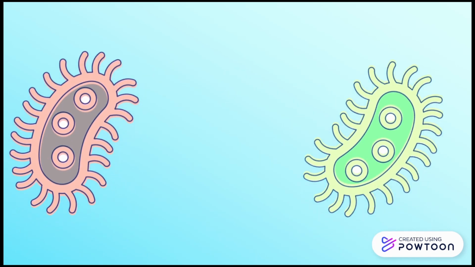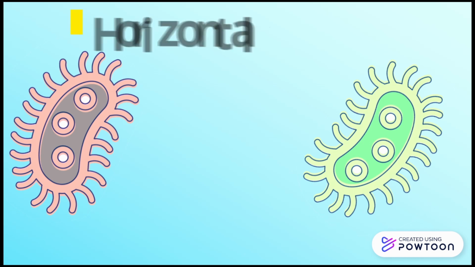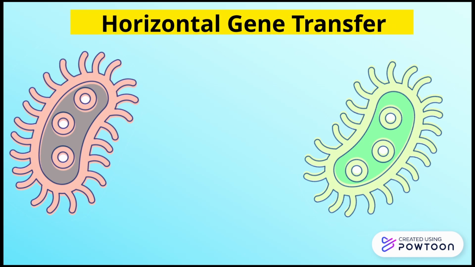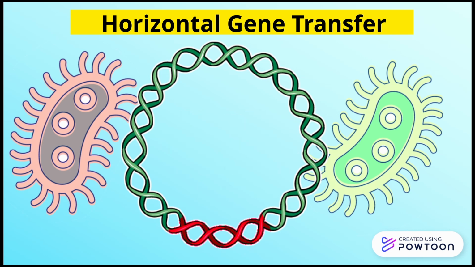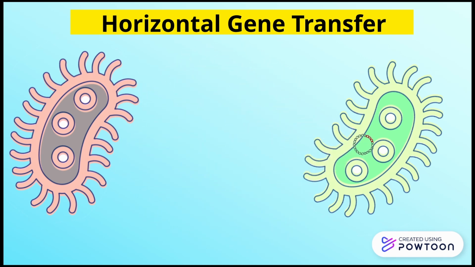We now understand how a single species of bacteria can become resistant. Horizontal gene transfer explains how this bacterial resistance to antibiotics can spread so rapidly. Plasmids containing antimicrobial resistance genes can be shared between different species of bacteria, meaning that when one species becomes resistant, it's likely that others will soon follow.